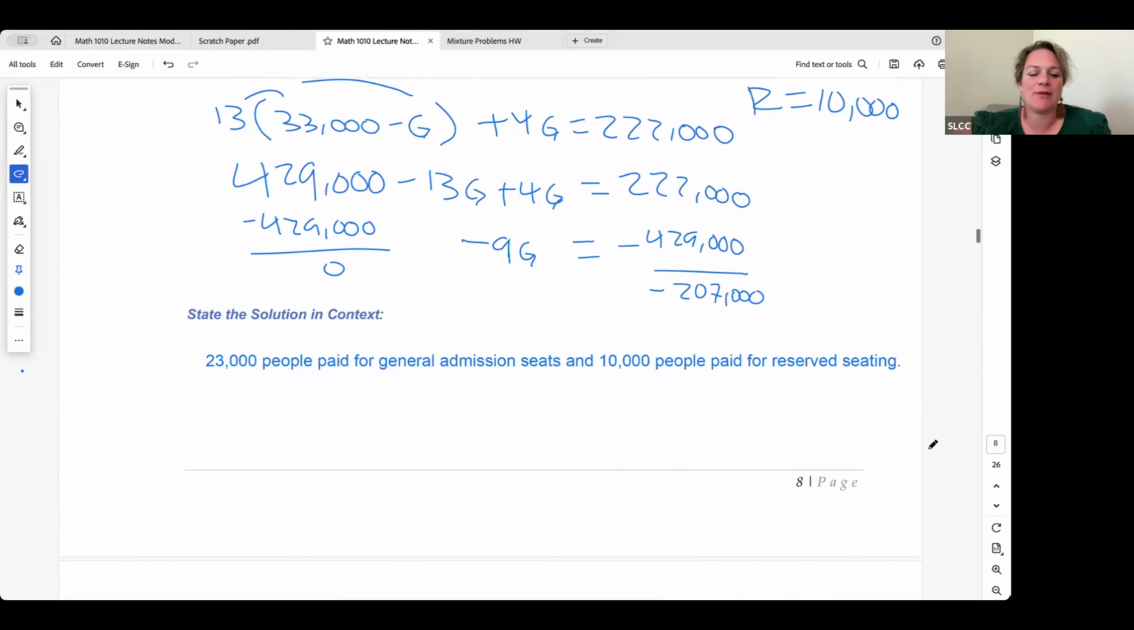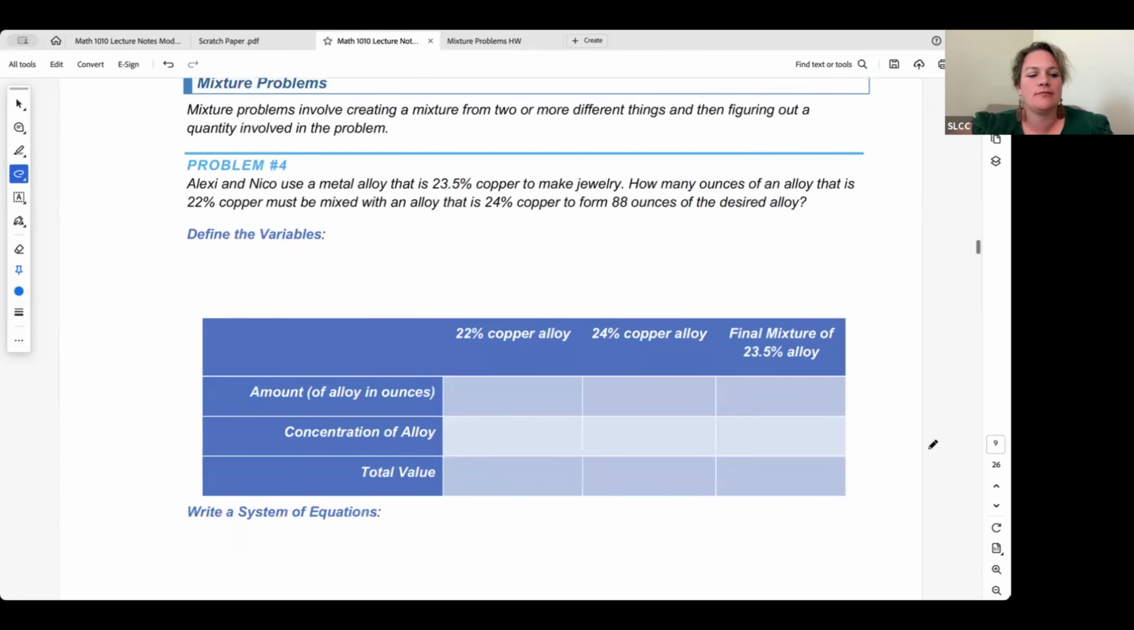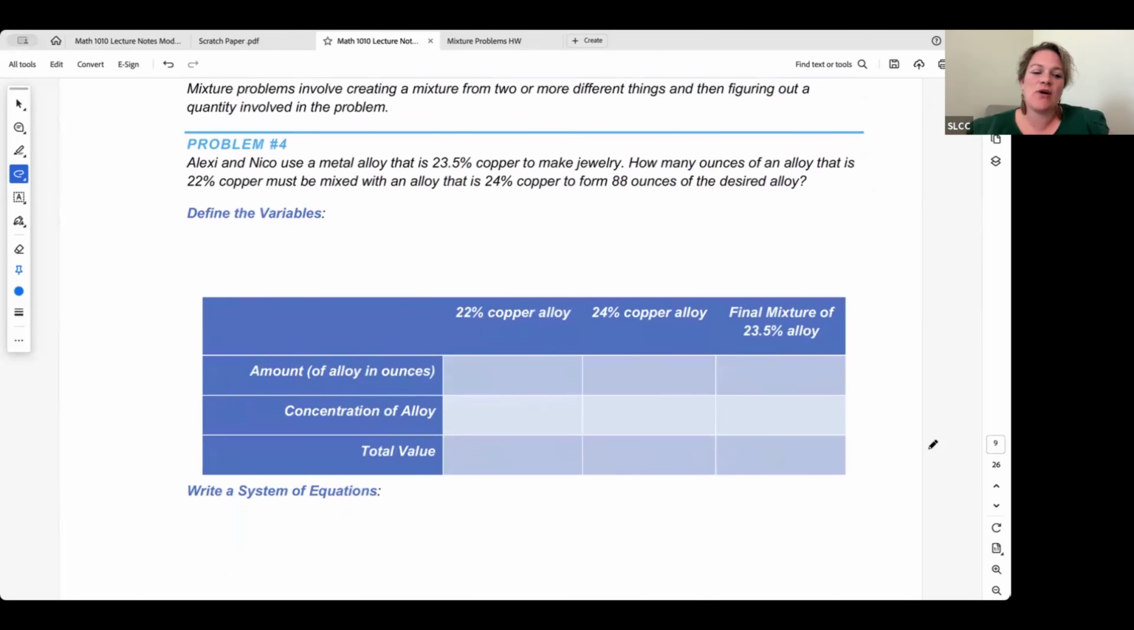Let's take a look at problem number 4. Alexi and Nico used a metal alloy that is 23.5% copper to make jewelry. How many ounces of an alloy that is 22% copper must be mixed with an alloy that is 24% copper to form 88 ounces of the desired alloy?